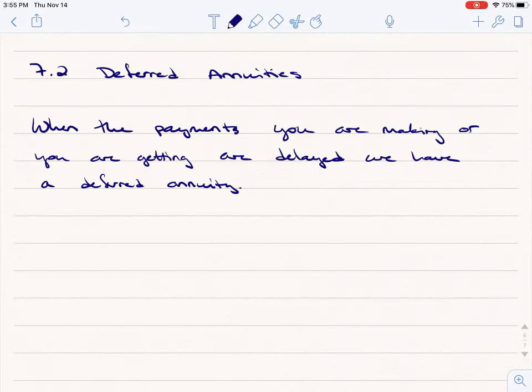Driving here this morning, I heard on the radio, I can't remember which, some car dealership advertising that you're not going to make a payment until February 2020. So you get to buy this truck or whatever it was, and you're not going to start your payments until February 2020. That's a deferred annuity, right?